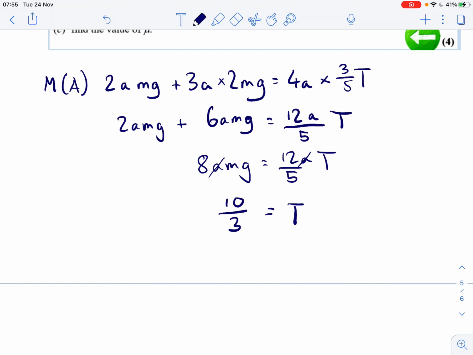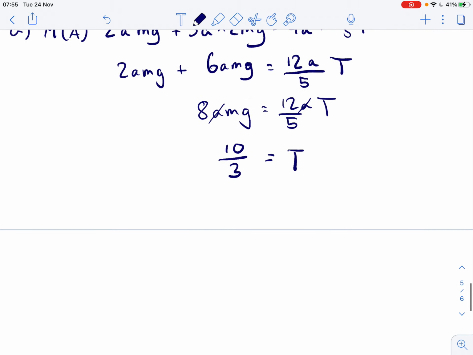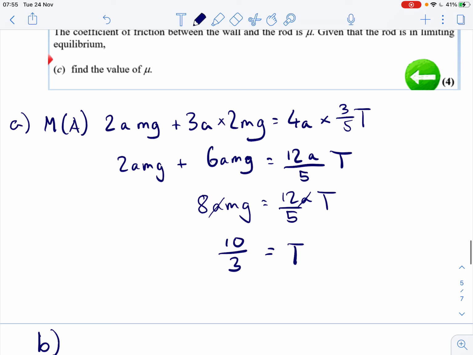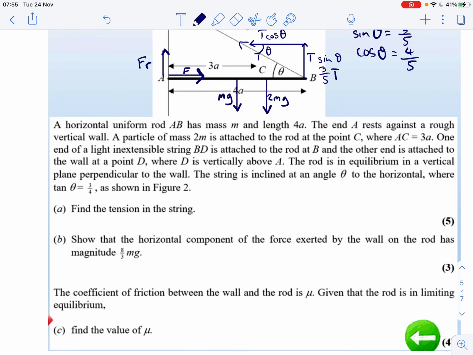Okay, so that's A. Oh, sorry, 10 over 3 mg. Yes. So, moving on to B.